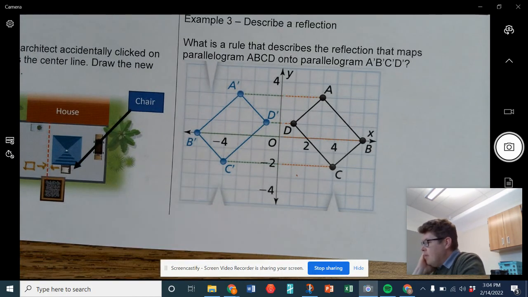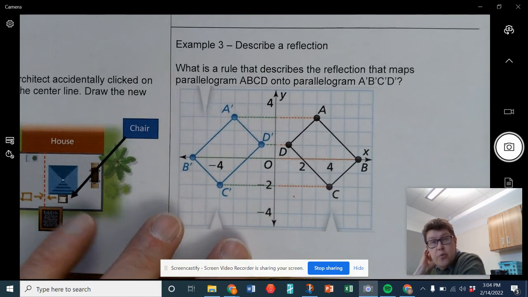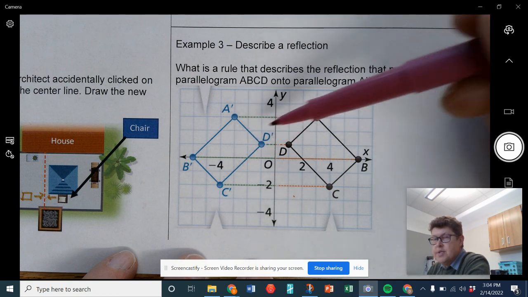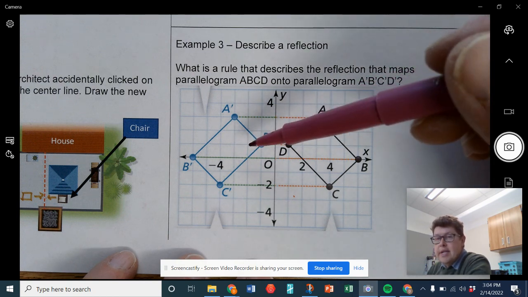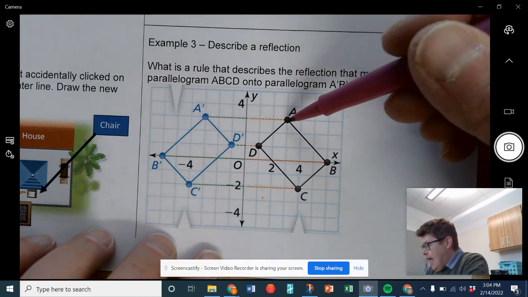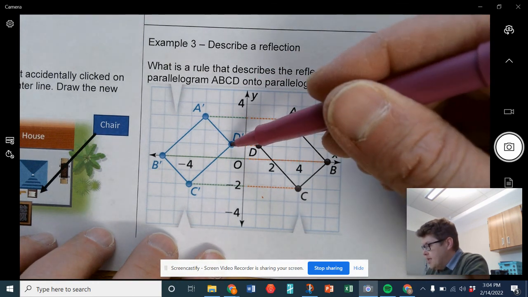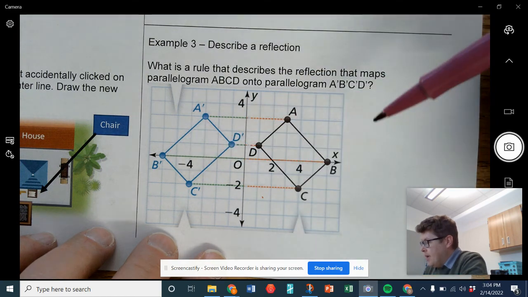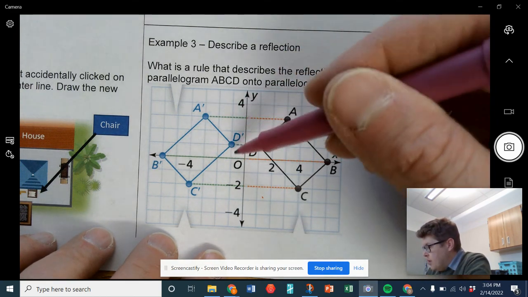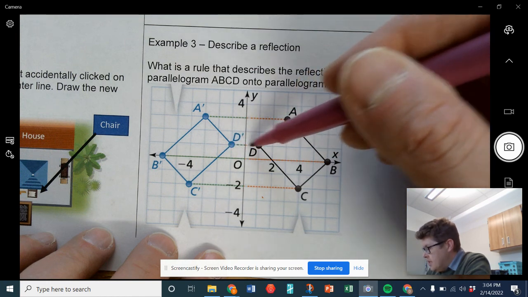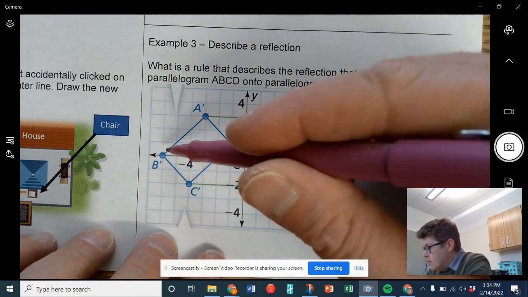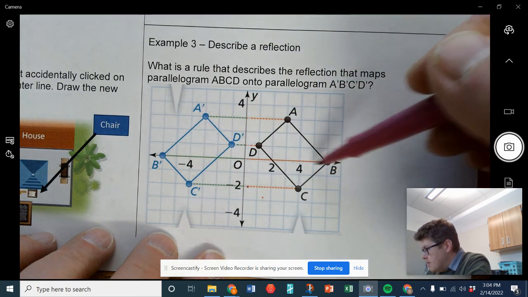Okay. So this is when you write that rule. You have a transformation, in this case a reflection, that has already happened, and you are telling the rule that made it happen. So we have A matching to A prime, D matching to D prime, C to C prime, and B to B prime. And you can see that it's the same distance. A is 3 away, A prime is also 3 away. D is 1, D prime is 1. C is 4, C prime is 4, and B looks like 6 versus B prime.